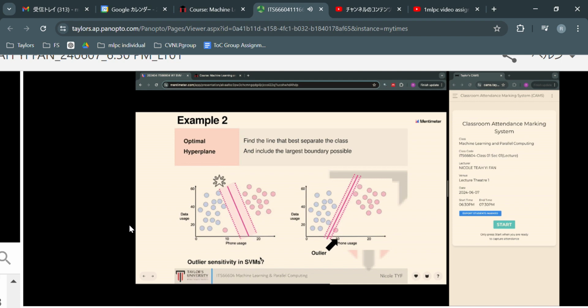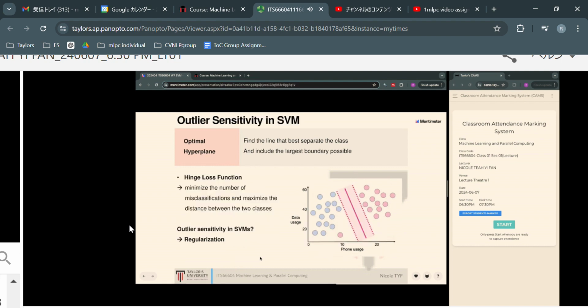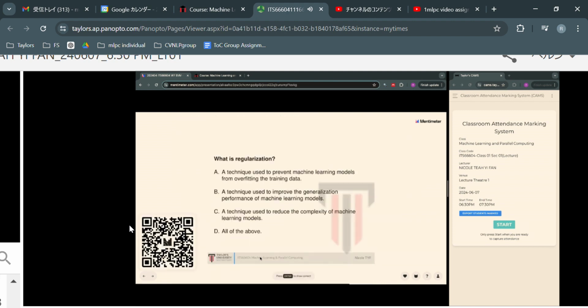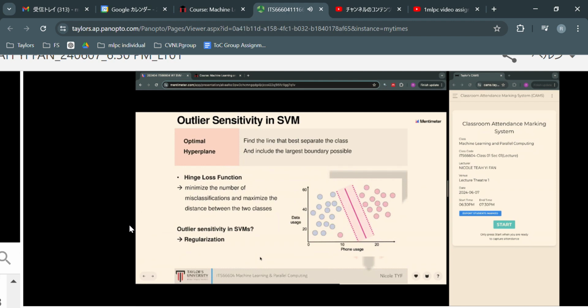Okay, so this leads us to another topic we want to talk about today, which is outlier sensitivity of the SVM. We mentioned that the hinge loss function is trying to minimize the misclassification and at the same time maximize the distance between the two classes. Therefore this gives the SVM the regularization ability to be robust towards outliers. It becomes not so sensitive to our outliers.